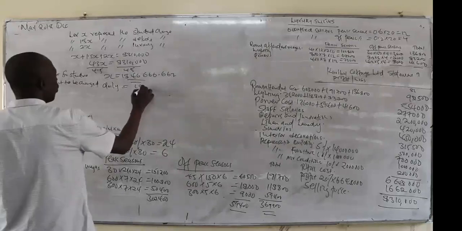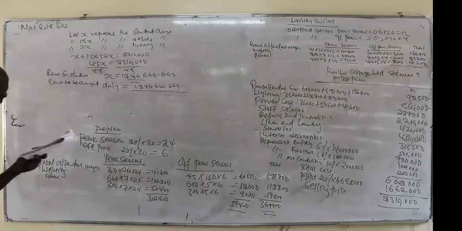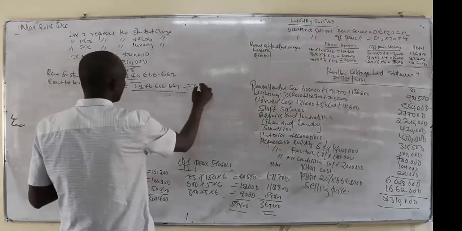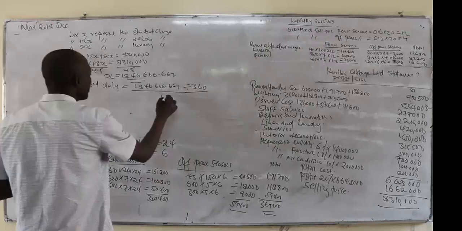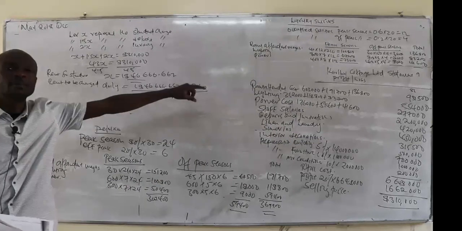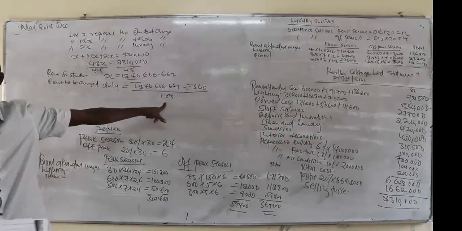So we take this amount. This is the whole charge for the whole year. So you divide by the number of days. So this is the rent charge, isn't it? So we divide by 360. Why 360? And then we divide by 100 because those are the rooms, isn't it? That is the charge per room. This is the annual charge. We divide by 360 to get the daily, and then we divide by the number of rooms.